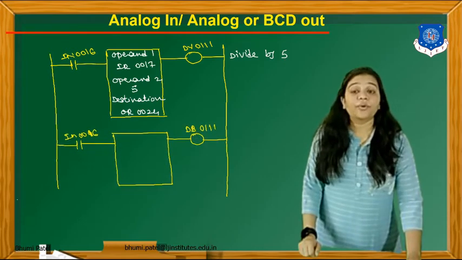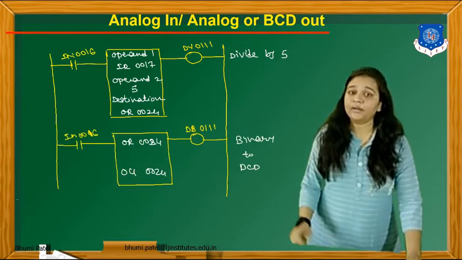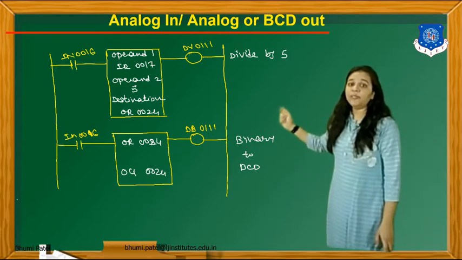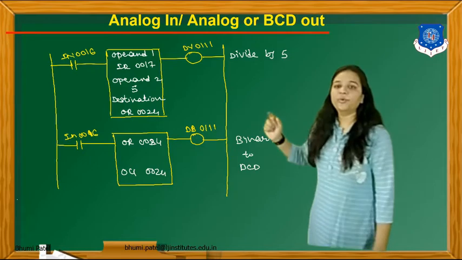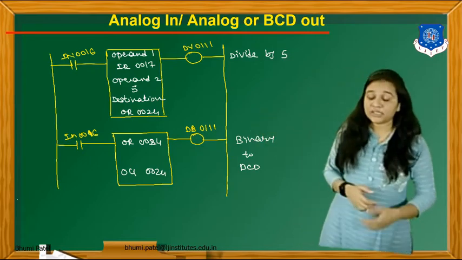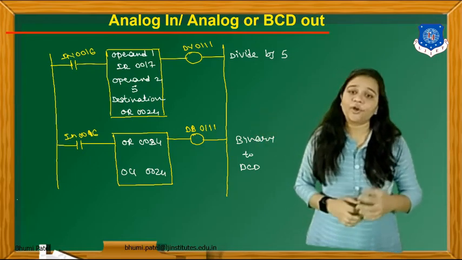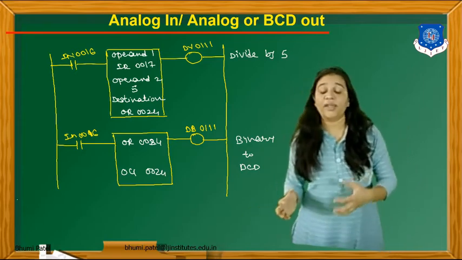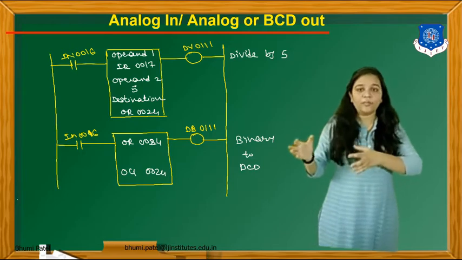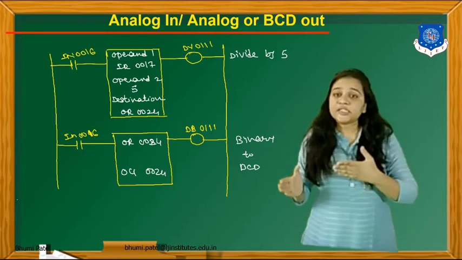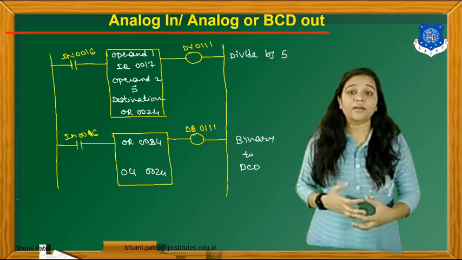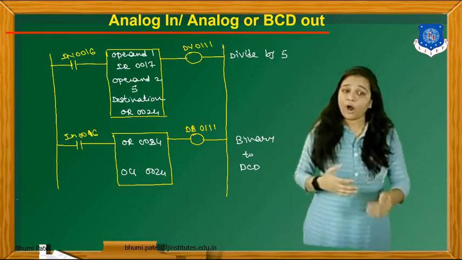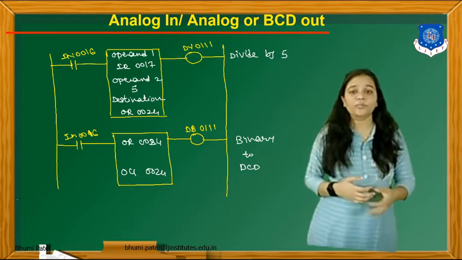Now we have to convert this binary number to BCD. So what is the command? It is DB0111. Input is applied IN0016. And what is the block format of the binary to BCD? As we discussed in the last session, if we have to convert the BCD number to binary, the command is BD. And if we convert the binary number to BCD, the command is DB. The block format is the same for both of the conversions.